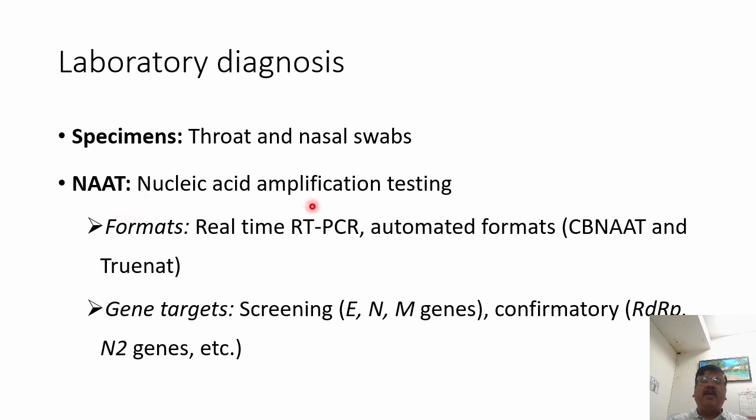So you can go for NAT, nucleic acid amplification testing, real-time RT-PCR, then automated formats like CBNAAT and TrueNat. Already I showed that machine. These are the gene targets: E, N, and M genes, and confirmatory RdRp gene, N2 gene. So there will be two genes which are amplified: any one of these E, N, M are the screening genes. Then confirmatory, again RdRp or N2 genes. So simultaneously we are amplifying the gene targets. One is a screening gene, another one is confirmatory. There should be amplification of both.